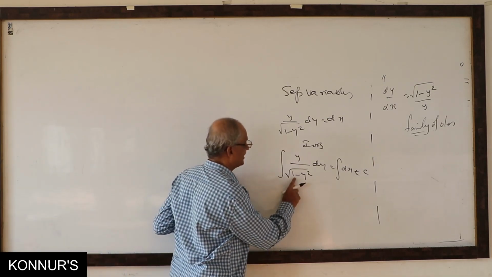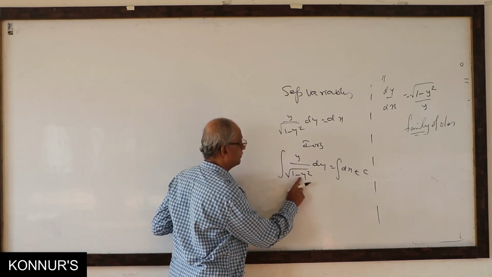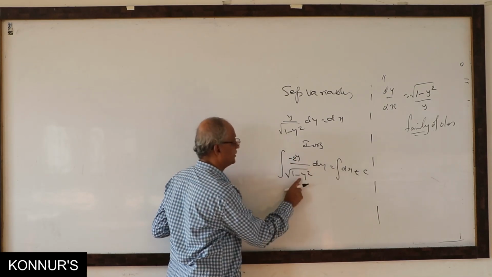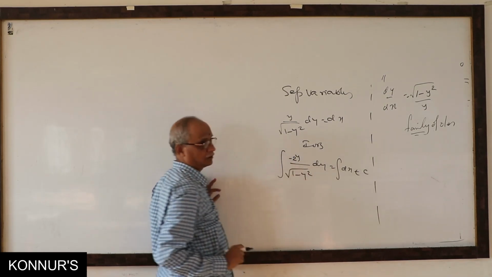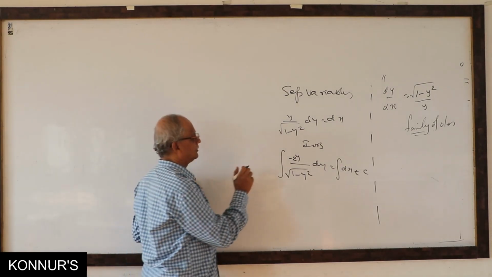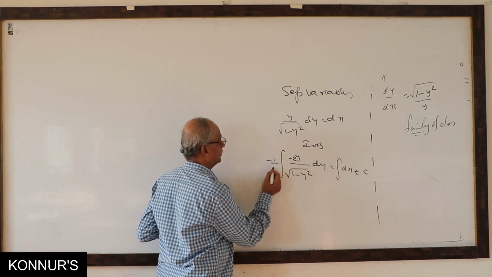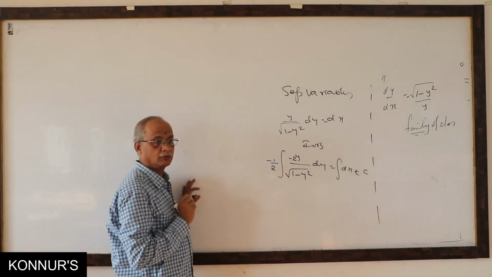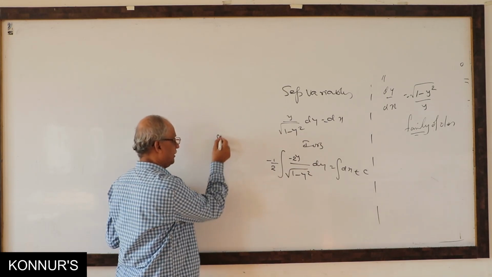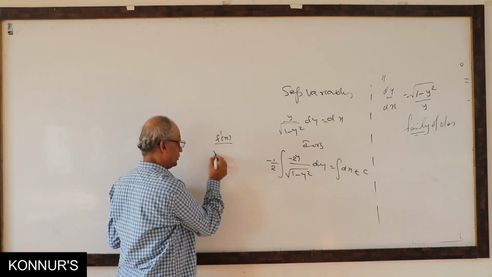We know 1 minus y square, substitution, derivative is minus 2y. Its derivative is minus 2y. We are arranging minus 2 as an adjustment. A constant adjustment can be done anywhere, hence no problem. Multiply, divide. This is in the form of f dash x by root f of x.